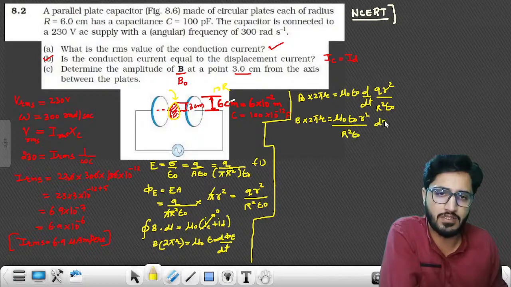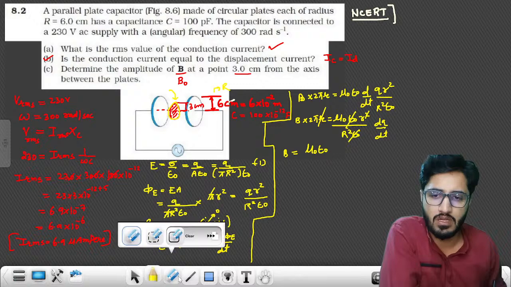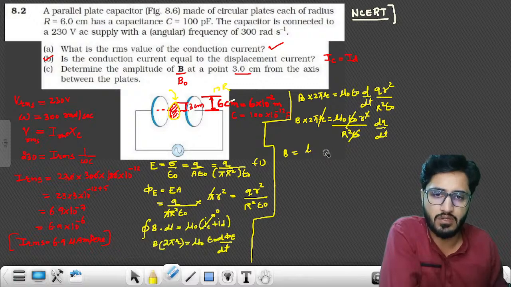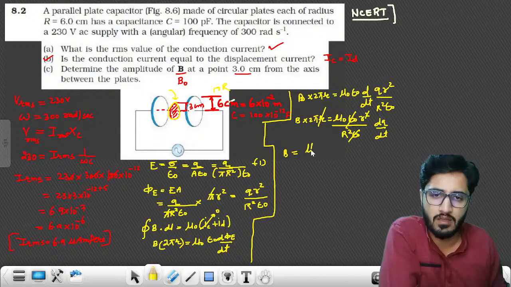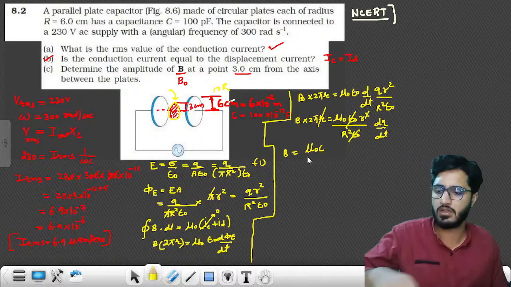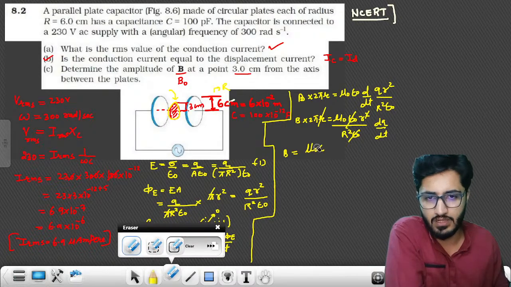So my equation is dq by dt. One r cancels out. So my B came out to be mu naught epsilon naught, and epsilon naught also cancels out. It will be mu naught. Epsilon naught is not there.